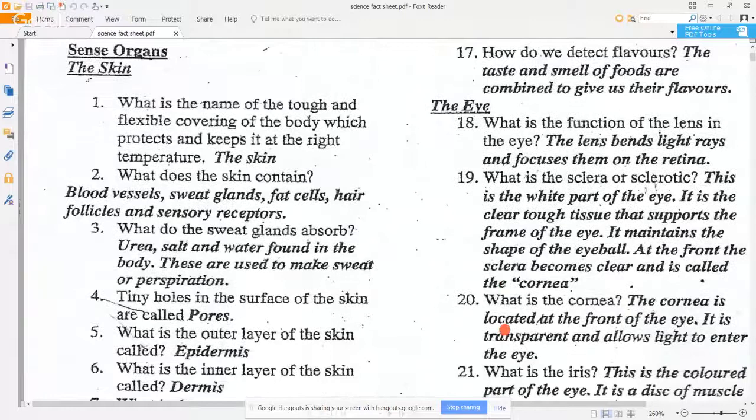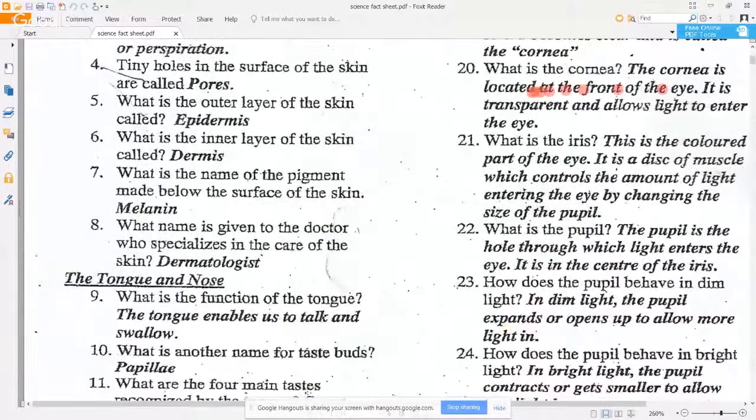So what then is the cornea? The cornea is located at the front of the eye. It is transparent and allows light to enter the eye. All right, so what is the iris? This is a colored part of the eye. It is a disc of muscles which control, or the book says regulate, the amount of light entering the eye by changing the size of the pupil.